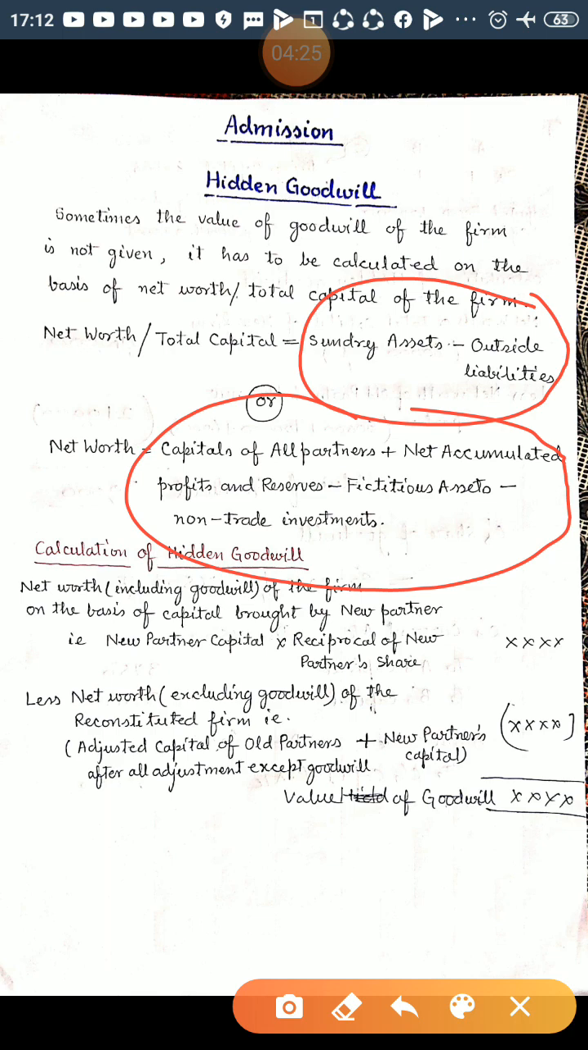and sometimes it is also written as balance of deferred revenue expenditure. So fictitious assets should be deducted, and non-trade investment, if in the question it is mentioned that there is some investment which is non-trade investment, that will be deducted. So it is a comprehensive formula to calculate the net worth or total capital of the firm in the case of a partnership firm.